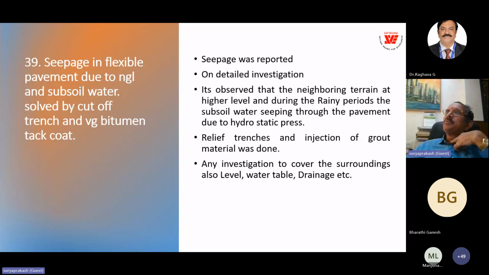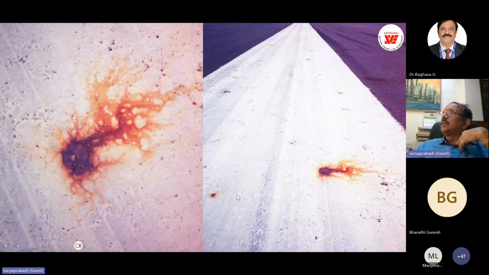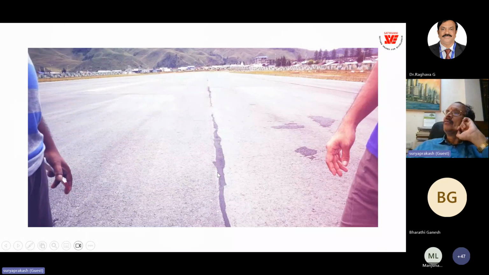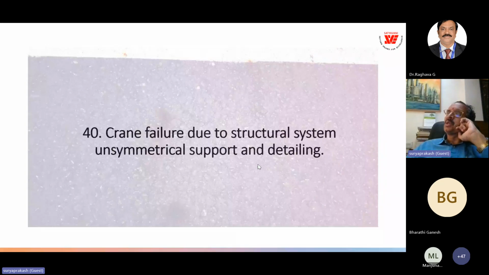Next is the seepage in flexible pavement due to natural ground level. So this is the runway actually, aircraft runway. You can see there was water seepage formed in patches, and when we investigated, we found that because of the hilly terrain, there is a water table level above the pavement, and then we have created the drainage around the runway, and we also did the tack coating with the VG bitumen, and then the problem of seepage is solved.